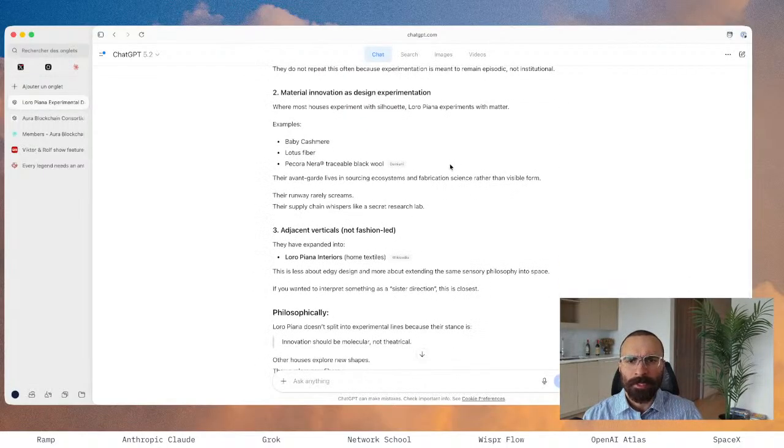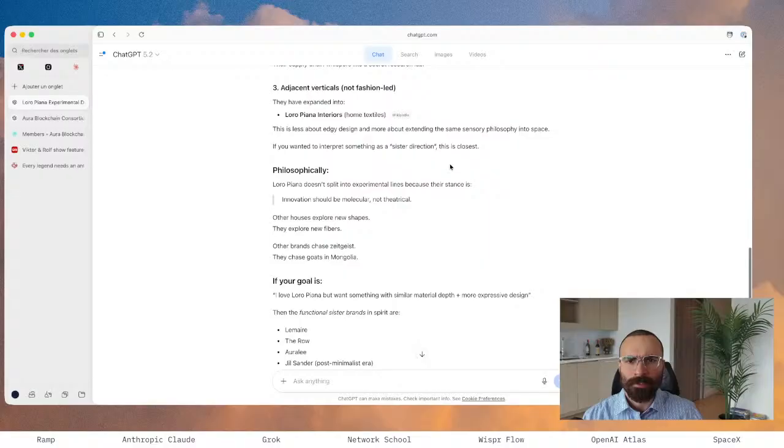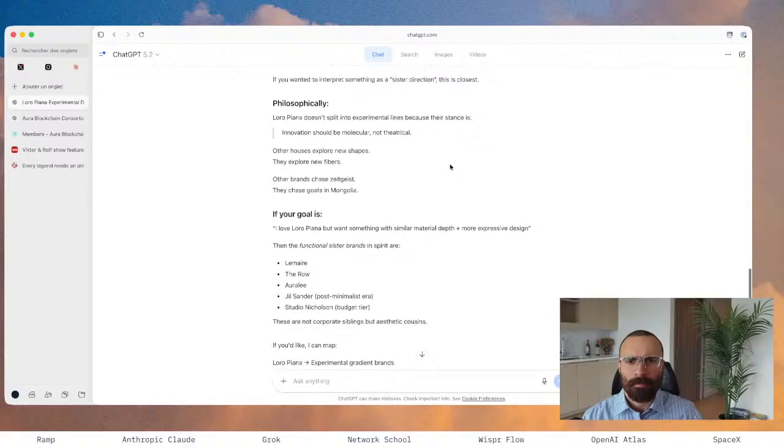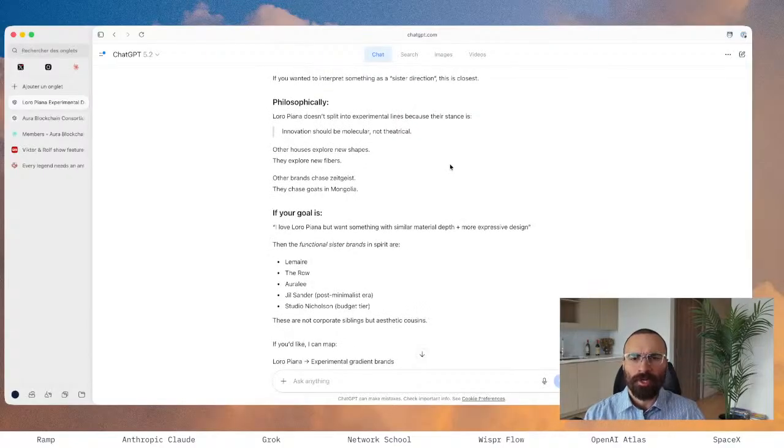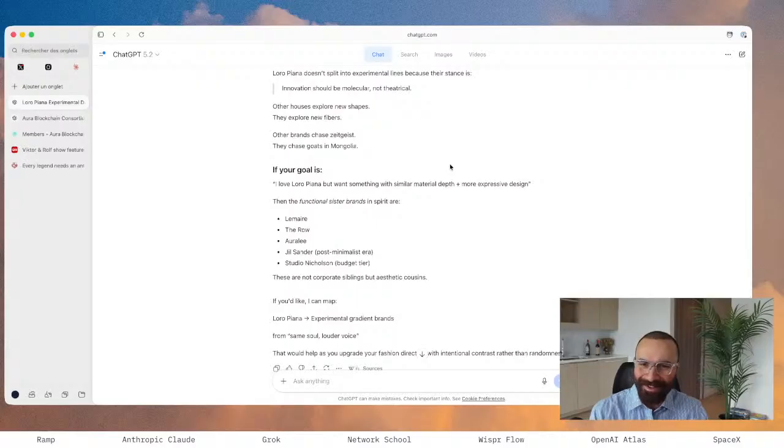Material innovation or design experimentation. Baby cashmere, lotus fiber, vicuña, traceable black wool, adjacent verticals. Loro Piana interiors. Sister direction. Innovation should be molecular, not theatrical. Others explore new shapes. They explore new fibers. Other brands chase Zeitgeist. They chase goats in Mongolia. That is pretty cool.